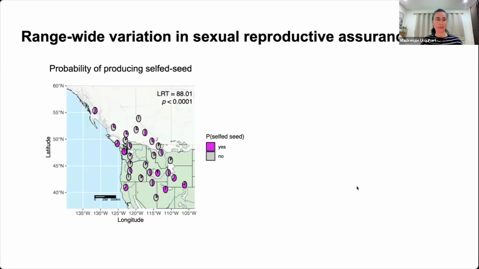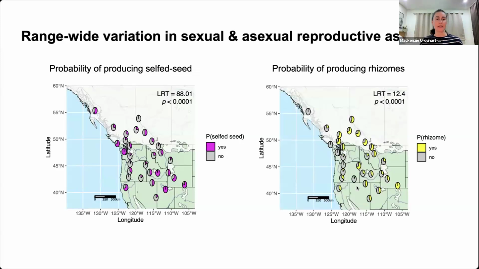First, we wanted to establish whether spatial variation in reproductive assurance existed range-wide in lewisii, and this is in the absence of information about historical range expansion. We detected significant geographic variation in the probability of producing self-seed, indicated by a log likelihood ratio test that demonstrated a better model fit when population was included in the model as a random effect, as well as significant variation in the probability of producing rhizomes, which was also indicated by the same log likelihood ratio test.